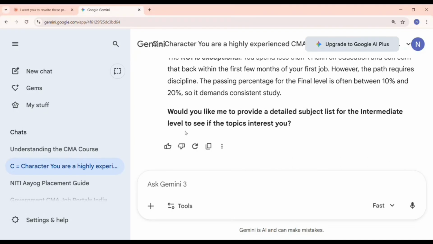So as you can see, because of prompt enhancement, Gemini has added four more points which would not have been included if we hadn't done the prompt enhancement.